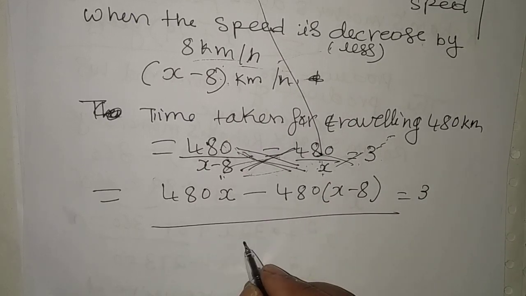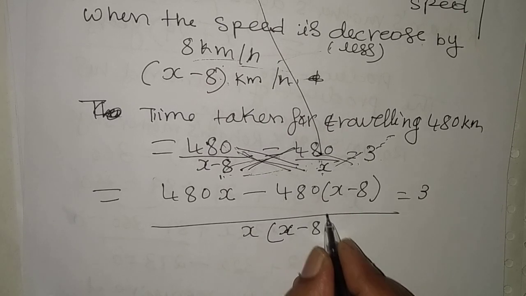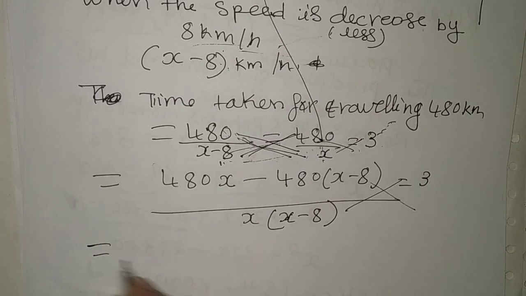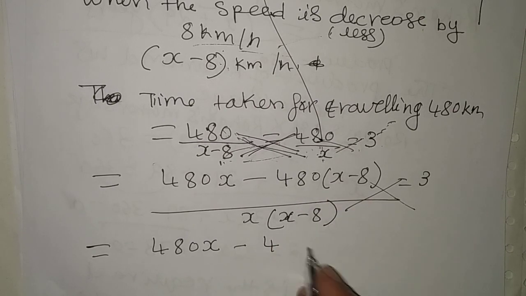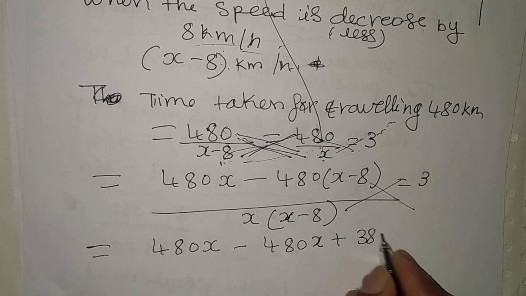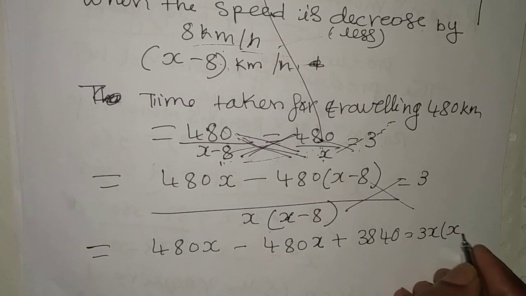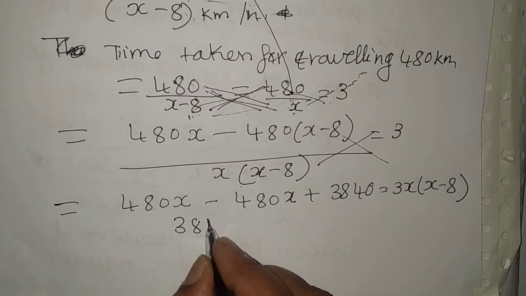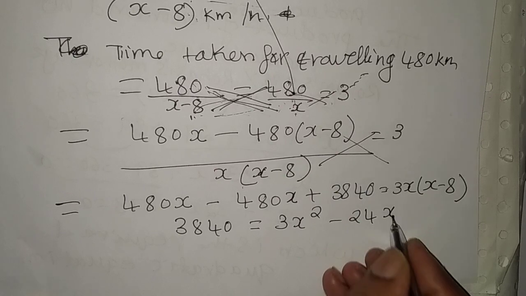Then take the LCM. LCM means x into x minus 8, multiply these two. Now again we have to cross multiply and simplify. Finally, what we get: 480 into x minus, remove the brackets and multiply, 480x minus 480x plus 3840 is equal to 3 into x minus 8 into x. Similarly, after multiplying, 3840 is equal to 3x square minus 24x.